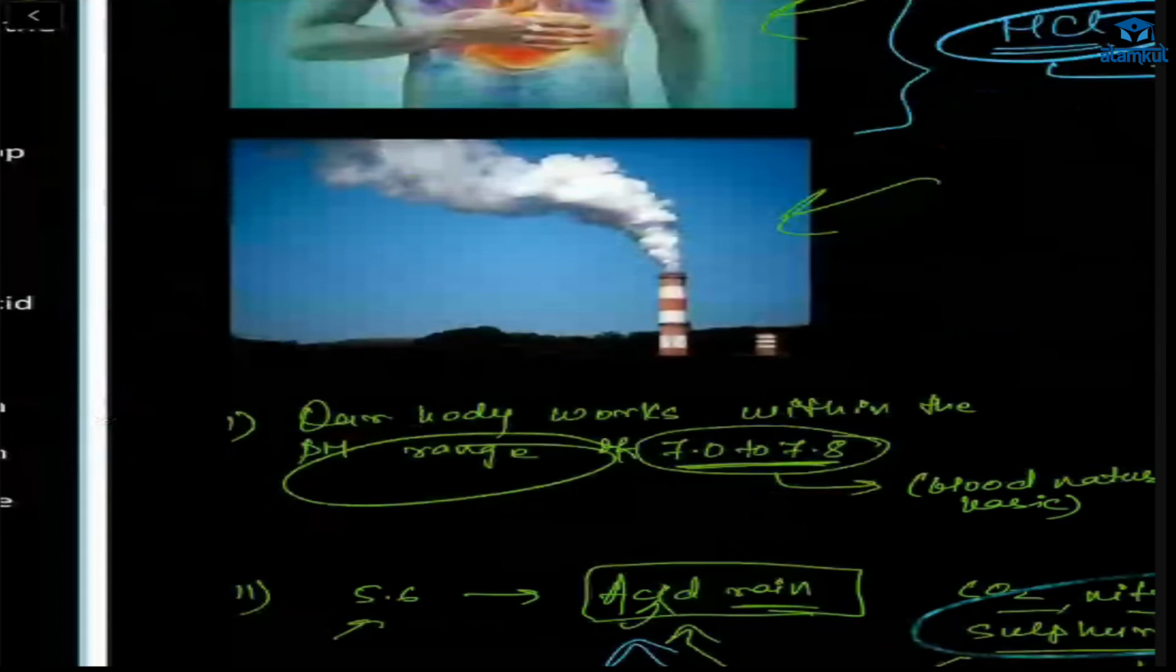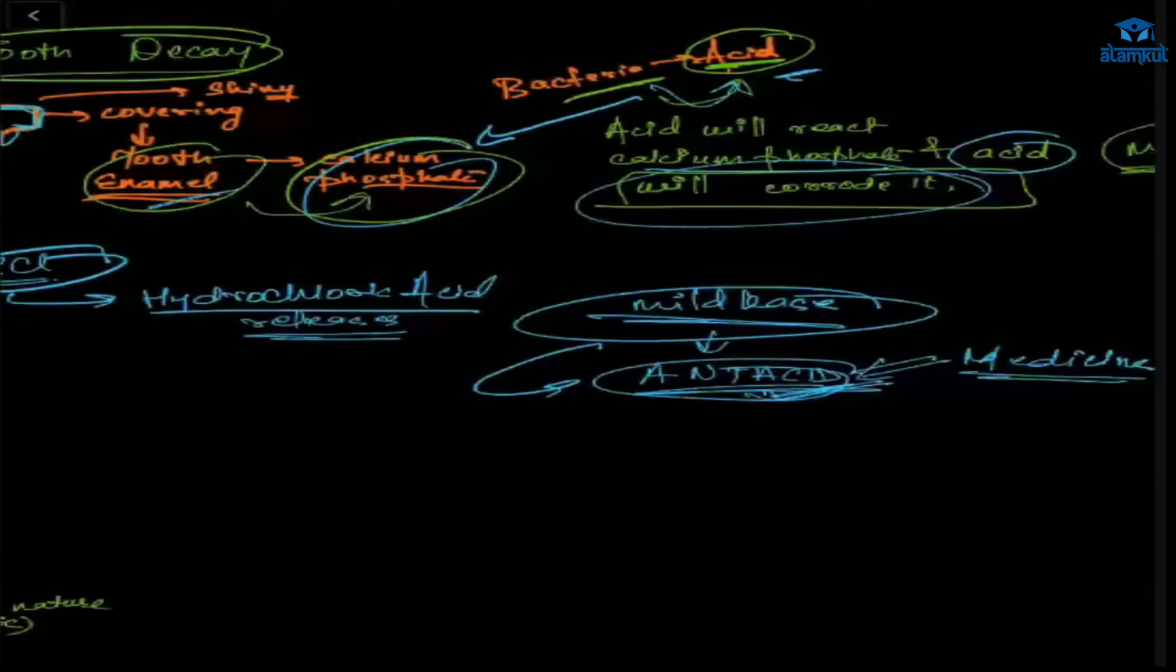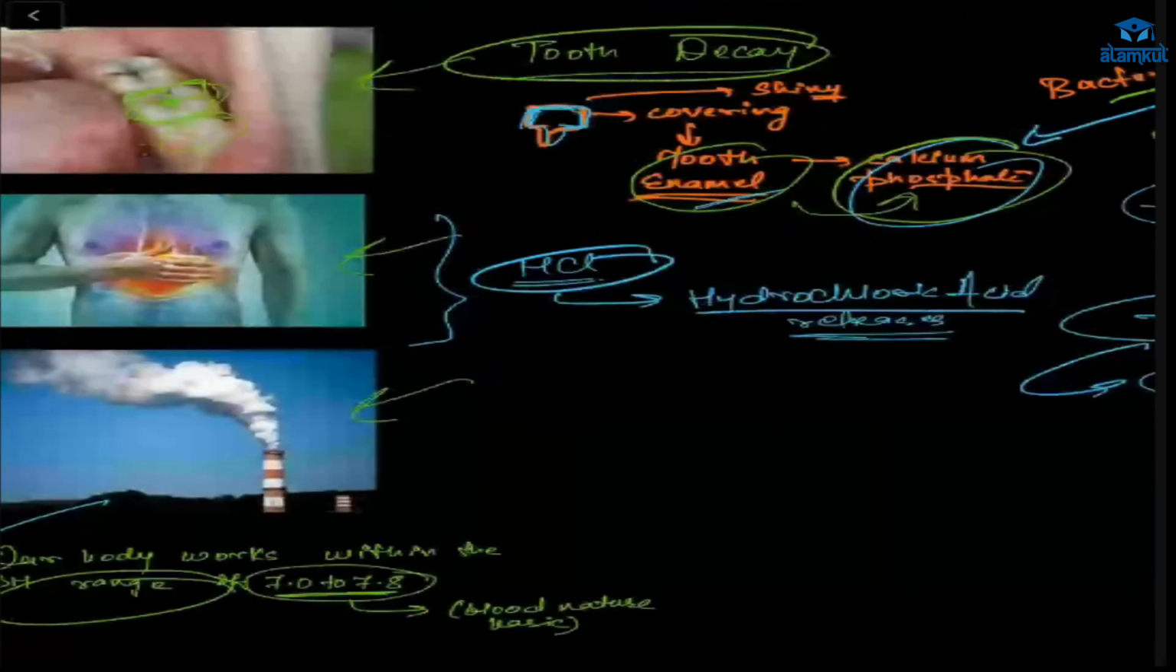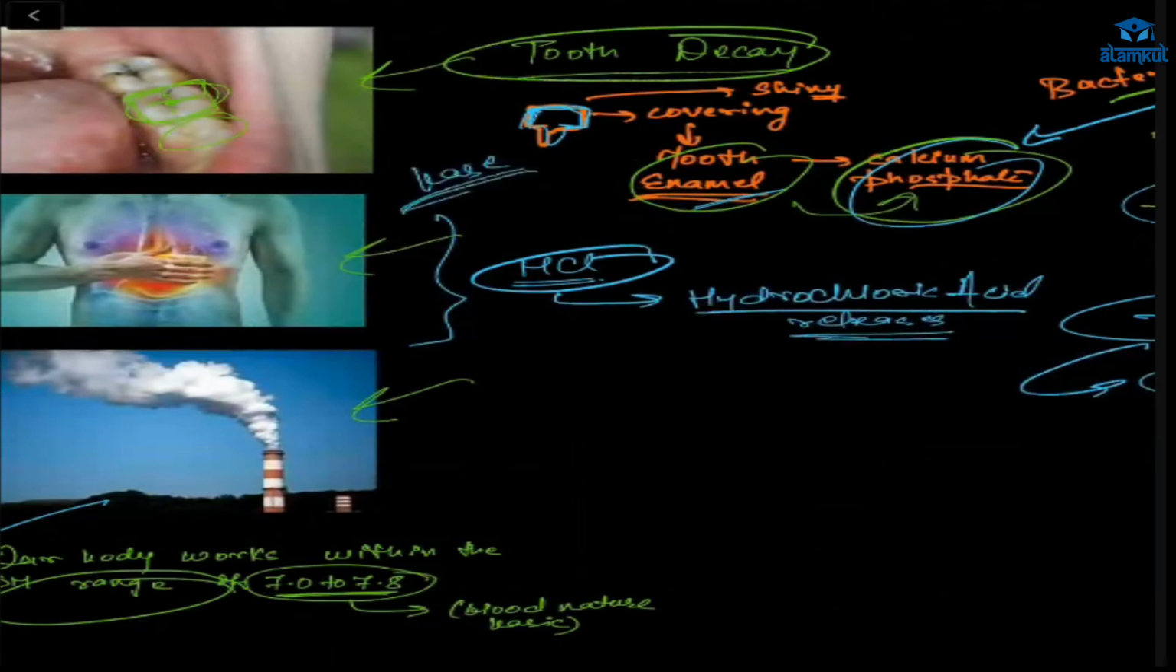Ma'am, can you explain the mild base just once again? Okay. Yeah. See, to remove the acid, we use the base part. Like in the teeth, to remove the acid, we use toothpaste. Toothpaste is a mild base, which removes the acid, meaning the bacteria, from our teeth.